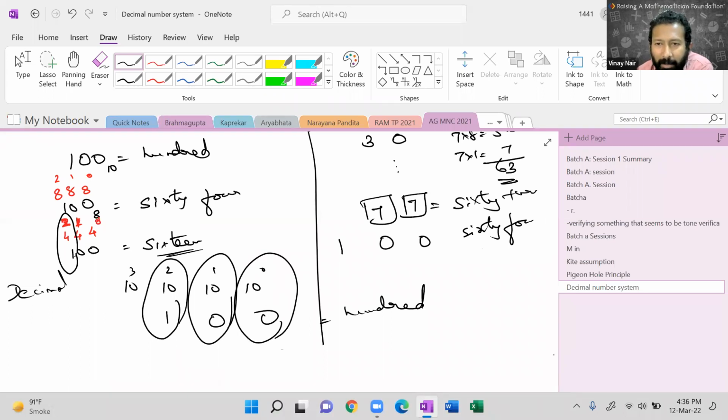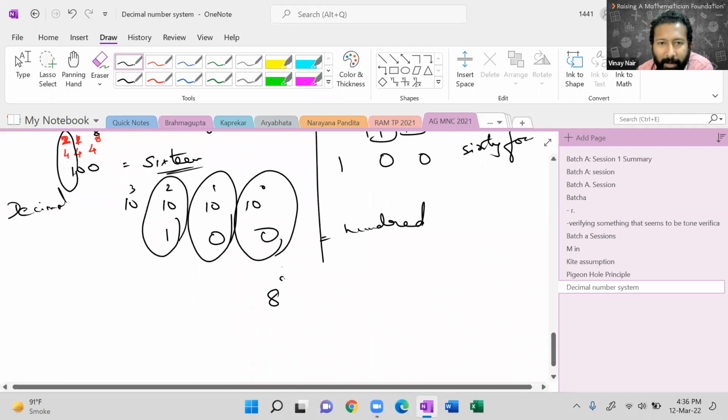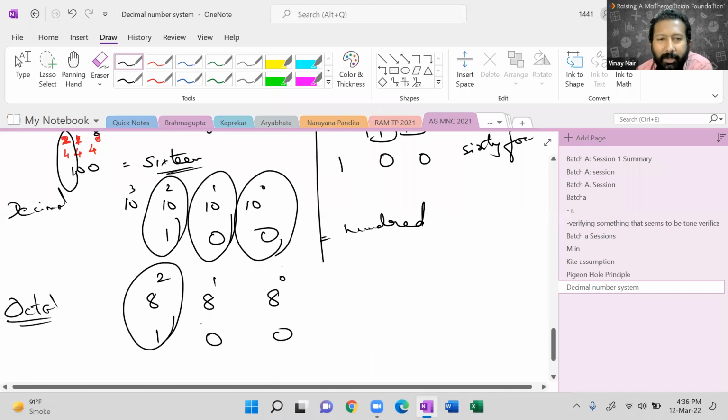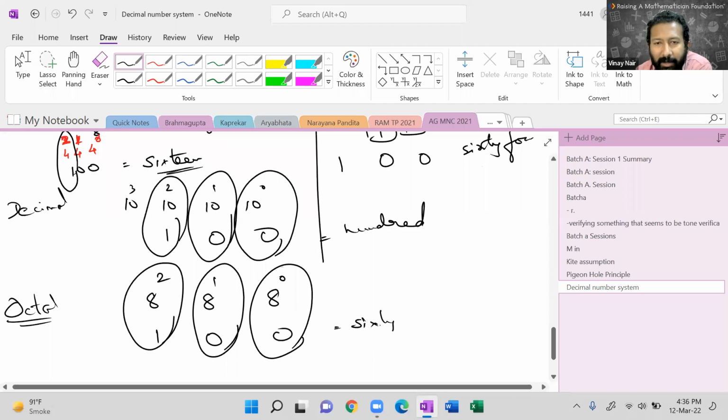But now the place value system is different. It is 8 power 0, 8 power 1, 8 power 2 for the octal system. If you write 100 in octal, it's going to mean 1 times 8 square plus 0 times 8 raised to 1 plus 0 times 8 raised to 0. So it's going to be 1 times 8 square, which is 64.